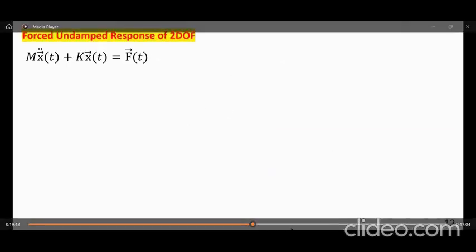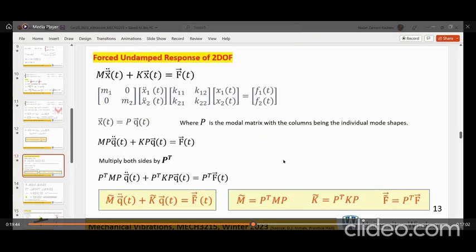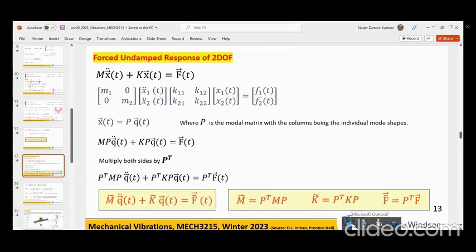So we're now going to look at the case where the right-hand side is not 0. So let me take a quick break here.